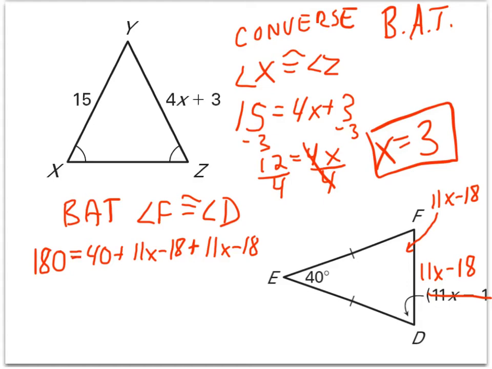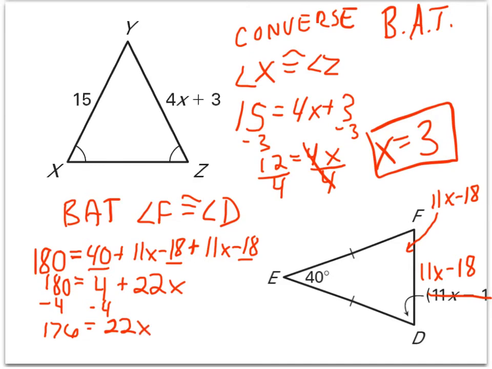Remember, here's the equality sign, so you can only add or subtract to one side. Whatever you do to one, you have to do to the other. So I'm first going to add up like terms on this side. We have 40 minus 18 minus 18. That leaves us with 4. And 11x plus 11x is 22x. So we're left with 180 is equal to 4 plus 22x. Subtract 4 from both sides, and we have 176 is equal to 22x. Then dividing both sides by 22, we end up with x is equal to 8.